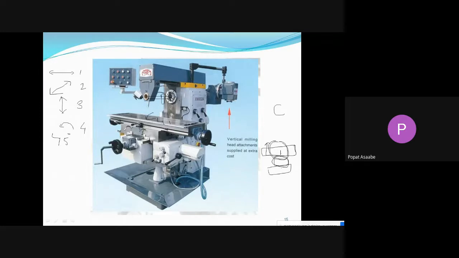The construction and working of the universal milling machine is similar to the horizontal milling machine, but the only difference is that in the universal milling machine we can swing the work table at 45 degrees. That is the difference. And you have to remember that we can use the universal milling machine to produce spur gear, helical gear, spiral gear, bevel gear, and to generate drills and reamers. For this purpose we can use this universal milling machine. Whether you understood, otherwise it is similar.